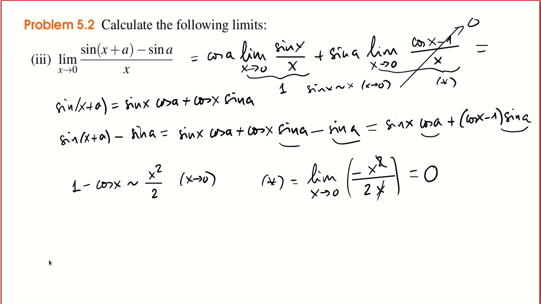So at the end, the conclusion is that the limit is equal to the cosine a times 1 plus 0, which is cosine a. And that is actually the derivative of the sine. The derivative of the sine is the cosine, and that's the answer that we have obtained here. This is the proof that the derivative of the sine of x is equal to the cosine of x.